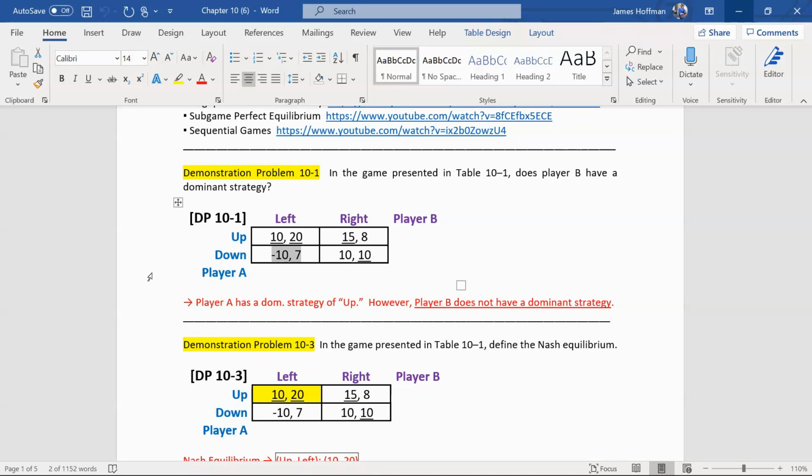All right, and then all you want to do here is determine if player B has a dominant strategy, meaning would player B play that every time. So let's look at what player B would do in response to player A's two options. So if player A goes up, player B has two choices, which are to go left and get 20, or go right and get 8. So if player A goes up, player B would go left to get the 20 because it's better than 8.